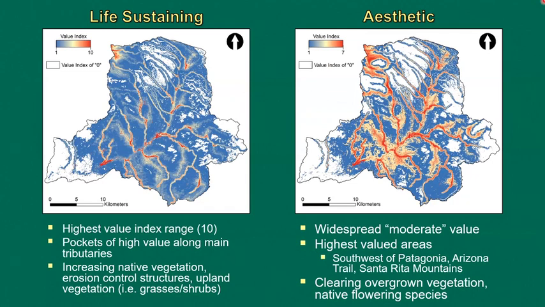If restoration is designed more around increasing aesthetic interaction or aesthetic experience with the watershed, it might be focused more on clearing overgrown vegetation or planting more native flowering species. Things like this might increase the aesthetic experience within the watershed or within the riparian areas in particular.